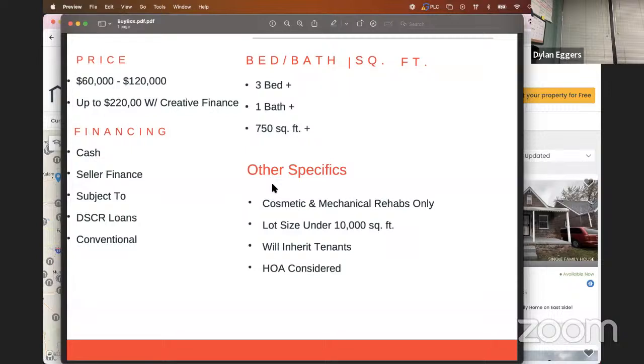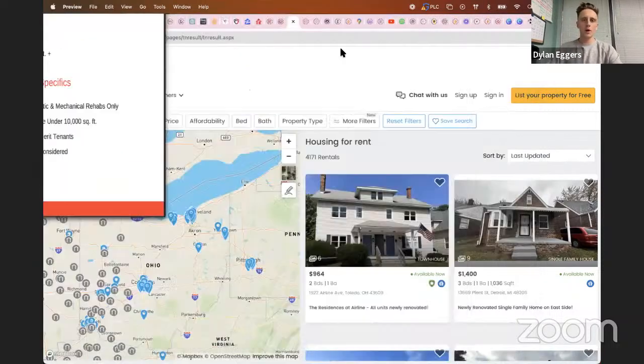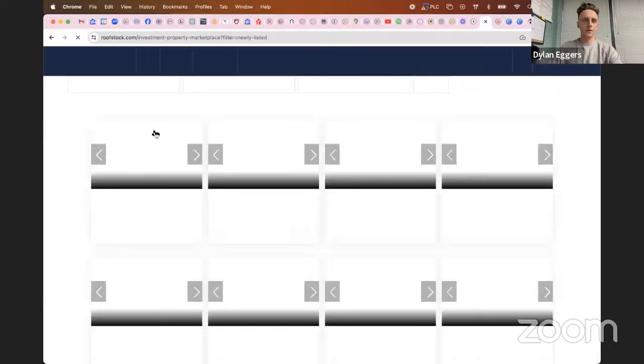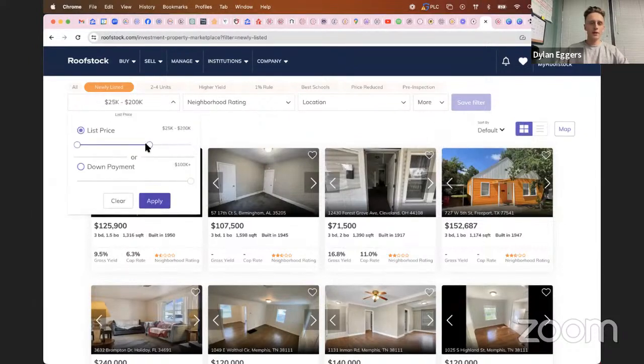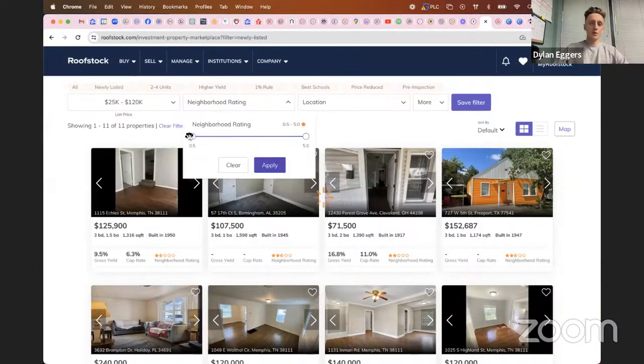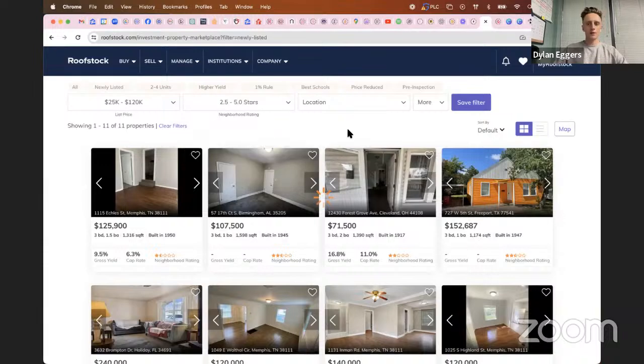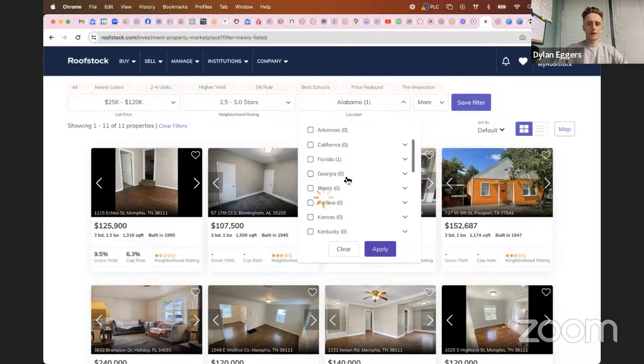All right. So I gave you guys that one website, affordablehousing.com. Here's another one, roofstock.com/investment properties. I actually just found this today, believe it or not, and I'm like, this is an amazing website. I can't wait to share this with you guys. I can find list price, and ideally I'm searching for under 120,000. You can also search for down payment, if you guys have a lender, and neighborhood rating. I probably want at least 2.5 stars, and then I can hunt for the states that I want to buy in.